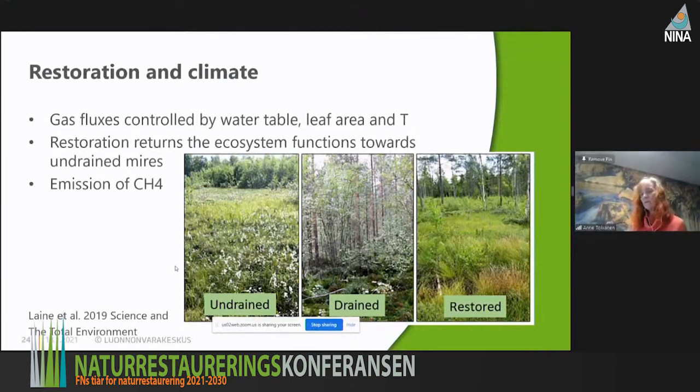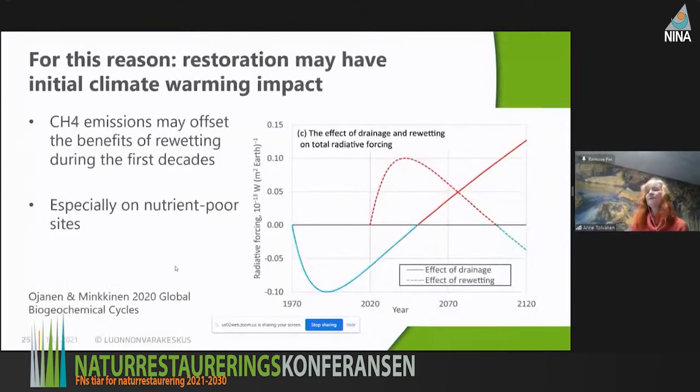But this is also a problem in a short time perspective, because restoration may have an initial climate warming impact in the beginning, and the reason is the methane. The methane emissions in the beginning may offset the benefits of the increased carbon into the peat during the first decades, especially on nutrient poor sites, which we expect to be more or less in a balanced situation for the moment.